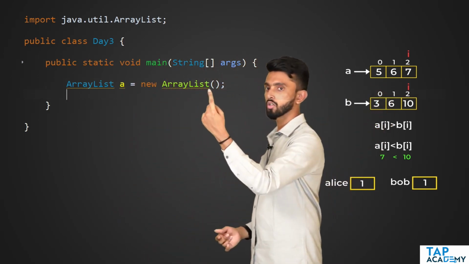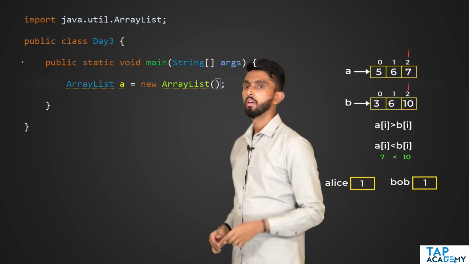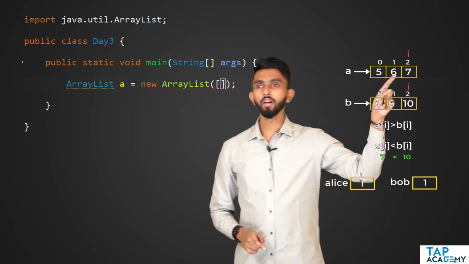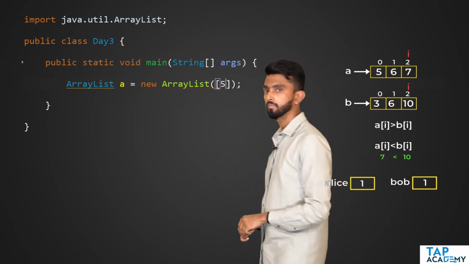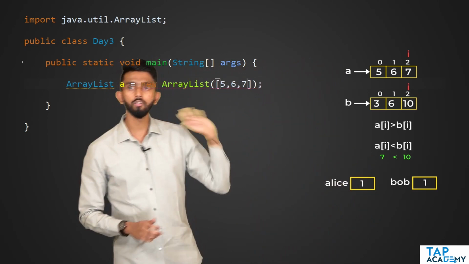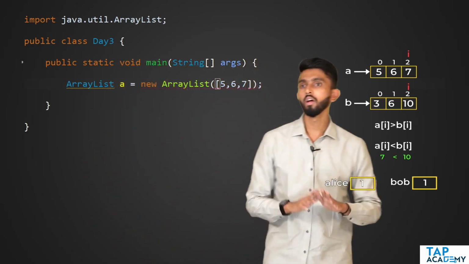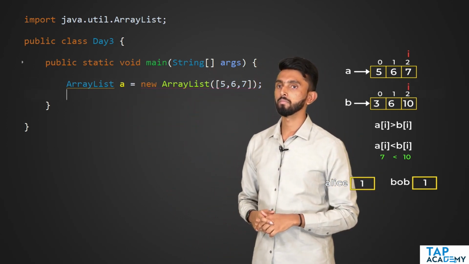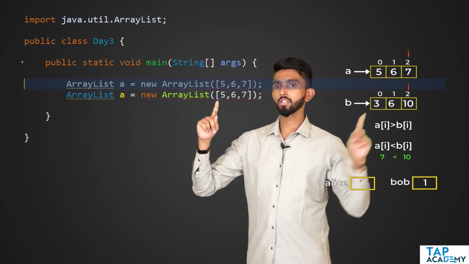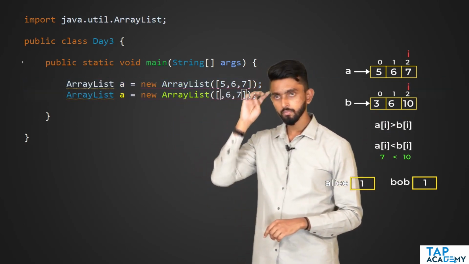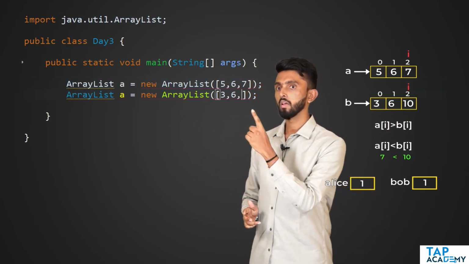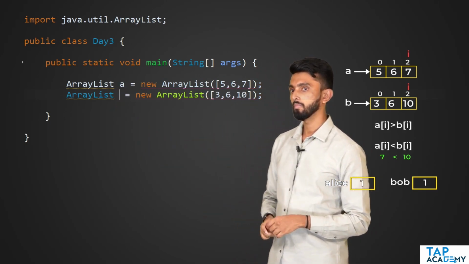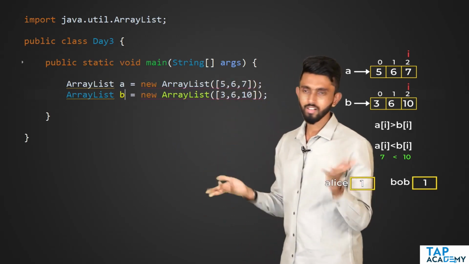Now there is a shortcut. I will just go inside this, put square brackets, and within that I will write 5, 6, 7. This is a shorter way to add it, guys. Any confusion till here? Yeah, great. Now similarly, I'll just duplicate that line and make that 3, 6, 10. I'll give it as B. So these are just shortcuts, okay, doesn't matter.